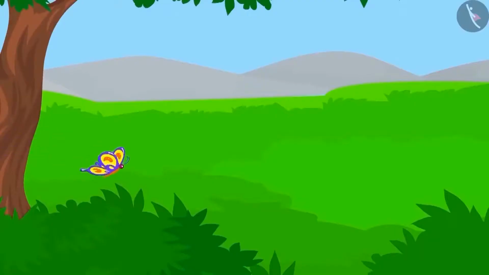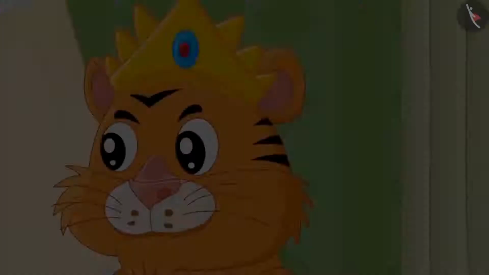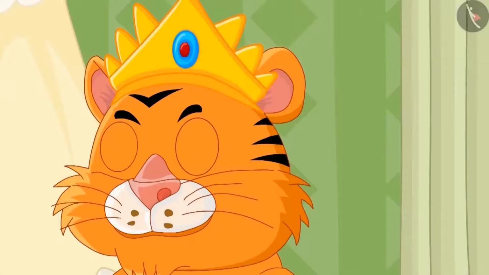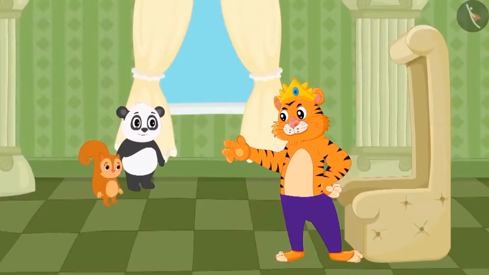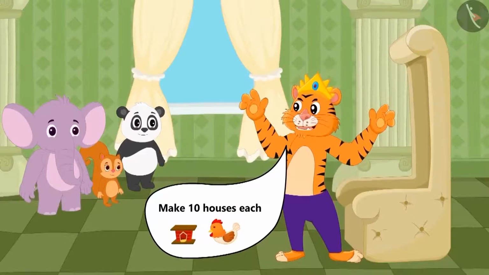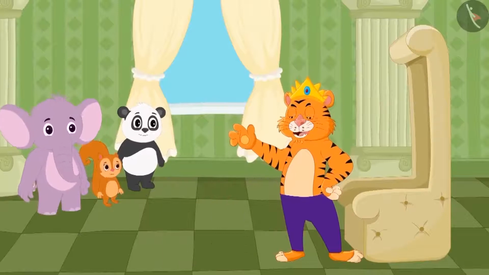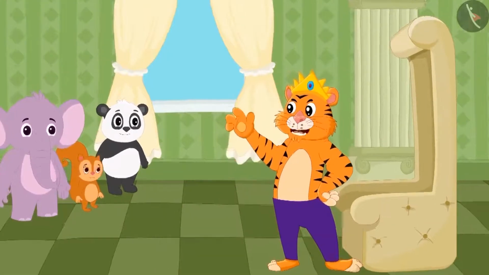Children, in this lesson, we will learn about the factors by multiplication. One day, the king of the jungle gave 10 hens each to Golu, Chanda and Appu and asked them to build a home for them. But he kept a condition.